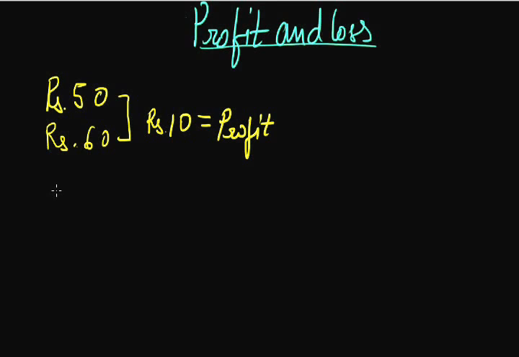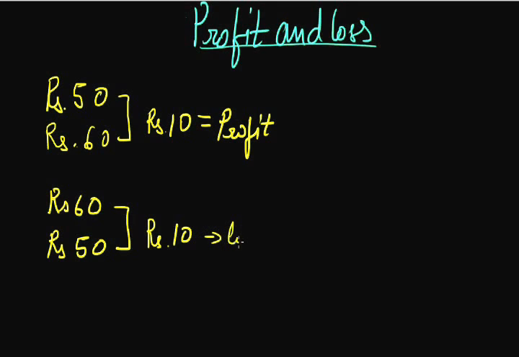Now if the man would have bought the article for rupees 60 and sells it for rupees 50, then there will be a loss of rupees 10, because he bought it for 60 rupees and sold it for 50 rupees. That means he had a loss of 10 rupees. He had to pay 10 rupees extra from his side, so he had a loss of 10 rupees.